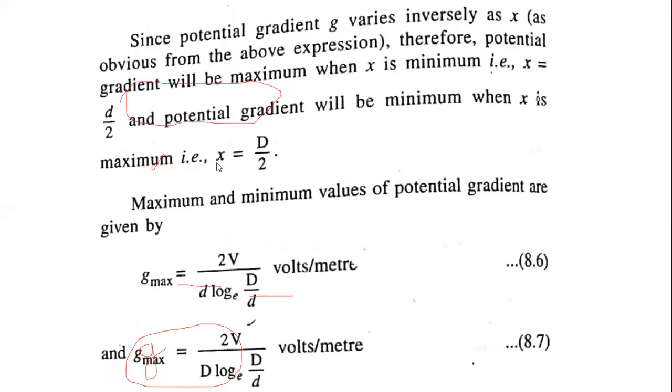Next, taking x is equal to d by 2. At minimum potential gradient, x is equal to D by 2. At maximum potential gradient, we consider small d by 2. Then this equation can be written as G max is equal to 2V by d log D by d, and G min is equal to 2V by capital D log D by d.